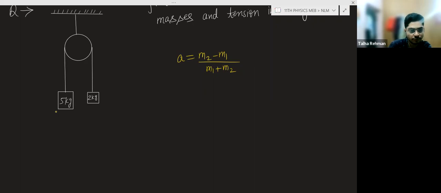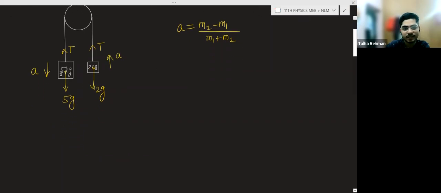So first we will draw for 5 kg. For 5 kg, the weight will be 5g in downward direction and tension T in upward direction. Here 2g in downward direction and tension in upward direction. This mass 5 kg will go in downward direction because 5 kg is greater than 2 kg, suppose with an acceleration a. The 2 kg mass will move in upward direction with acceleration a. Now we can write the equation.